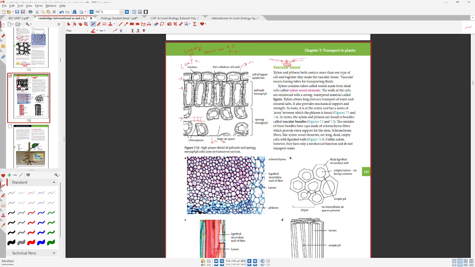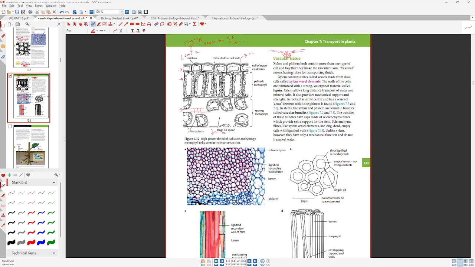So as we go down, we're seeing the actual vascular tissue, right? And it contains more than one type of cell, and together they form the vascular tissue. Vascular means that they have tubes for transporting fluids. They have xylem vessel elements, lignin, mechanical support, yep.